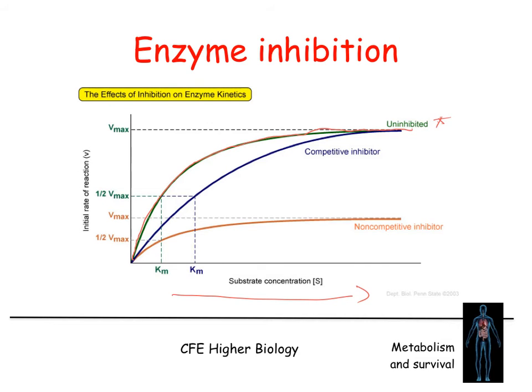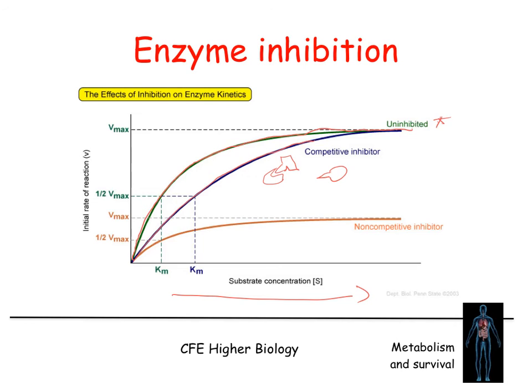When you're graphing out a competitive inhibitor, then what happens is you get a very similar curve, but it's lower down. The reaction rate is lower. And the reason for that is because, remember, you've got some of these inhibitors that are binding to the active site. And depending on how much substrate is there, if there's more substrate present, then more of the substrate will be able to get in there before the inhibitor does.